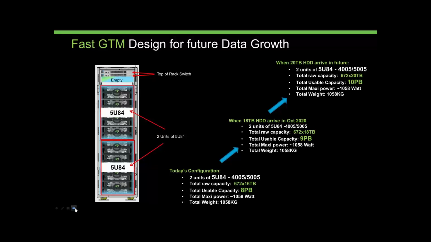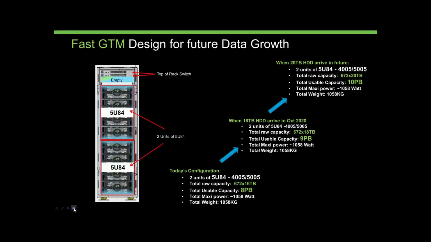In this configuration, we support 16 terabyte hard drives. Based on 16 terabyte hard drives, this gives you up to about 8 petabytes of usable capacity in a single rack. If you look at this particular diagram.